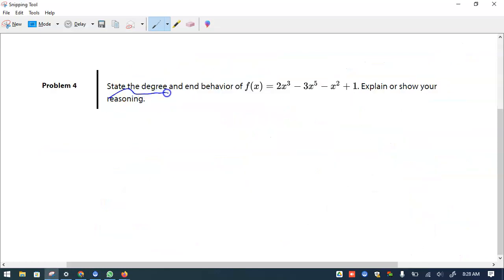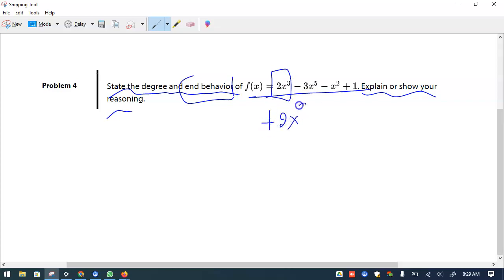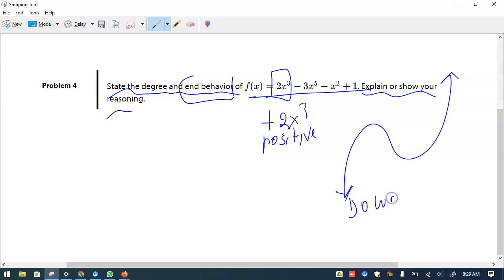Now this question: state the degree and end behavior. Explain or show your work. If you look at this, the end behavior always depends on the very first term, which is the leading term, 2x cubed, and it is positive. Because it is positive, the graph will look this way, down, up. So this is down, and this is up. So this is how we know.